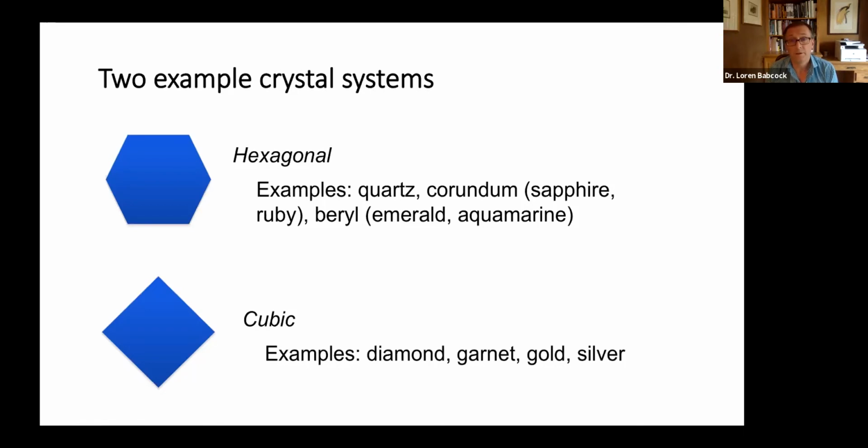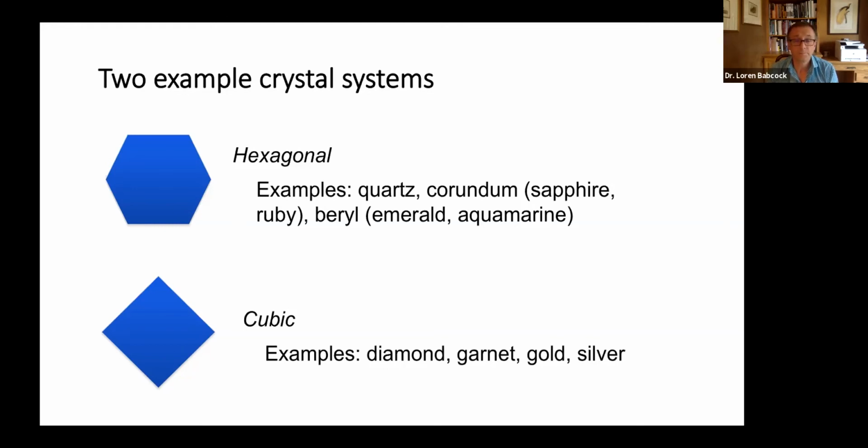A very large number of minerals crystallize in the hexagonal system. That is to say that when you view the crystal edge on, as I showed you before with the corundum crystal, you can see very clearly six sides. And so some examples of minerals that crystallize in the hexagonal system are corundum, as I showed you already. In fact, what I showed you was an example of a sapphire, but rubies also crystallize that way. Beryl, including emerald and aquamarine, crystallizes in that way. And quartz, which is certainly one of the most abundant minerals at the surface of the earth, crystallizes in this system.